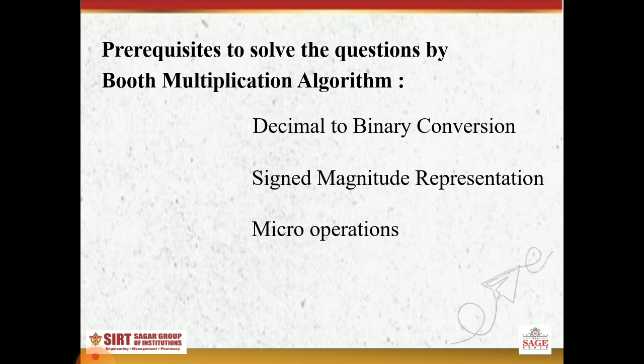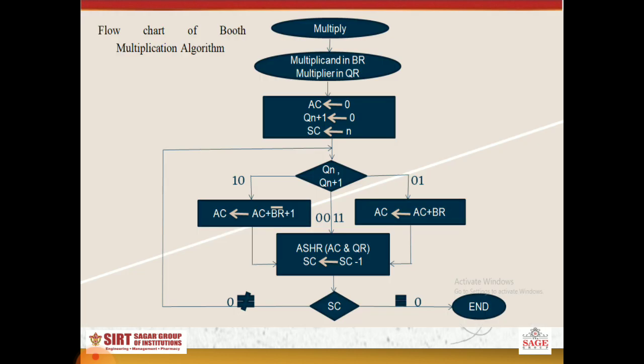Some prerequisites to solve the questions: decimal to binary conversions, sign magnitude representations, and micro operations. And all these things we already covered. So let's see the flowchart of Booth multiplication algorithm.